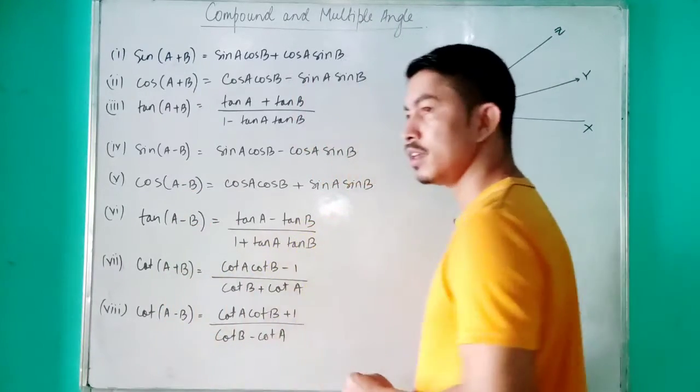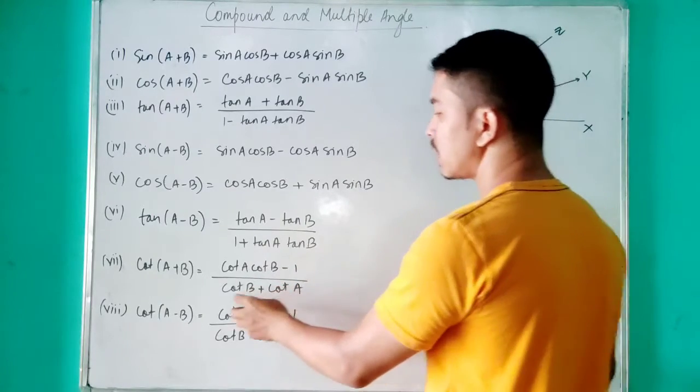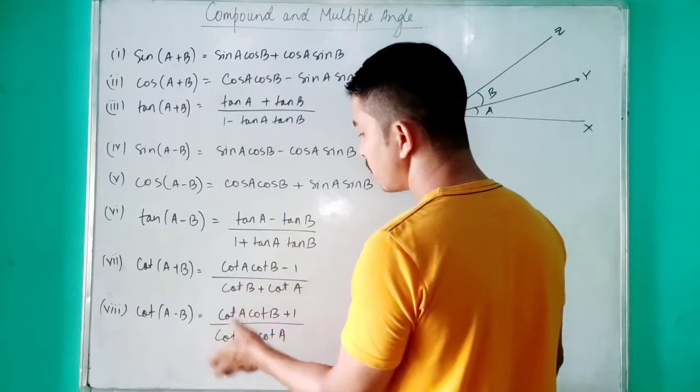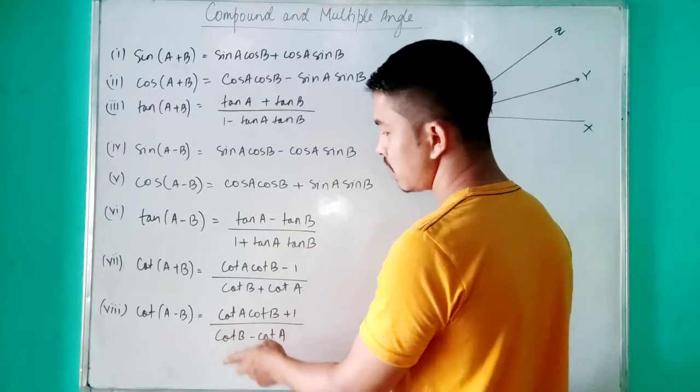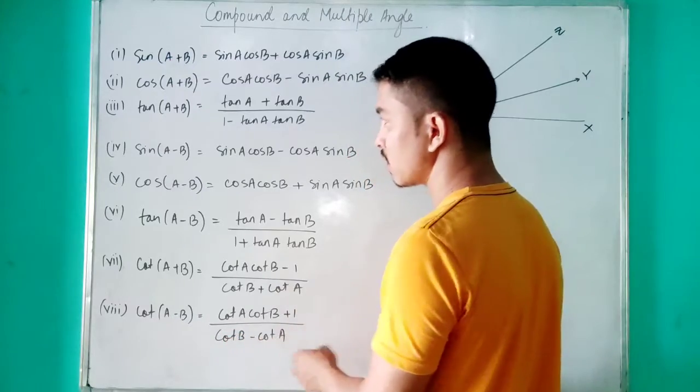Cot of a plus b is cot a cot b minus 1 divided by cot b plus cot a. Why did I write cot b before cot a here? So that it will be easier for us to remember, because in the next one, the cot of a minus b, it is cot b minus cot a.